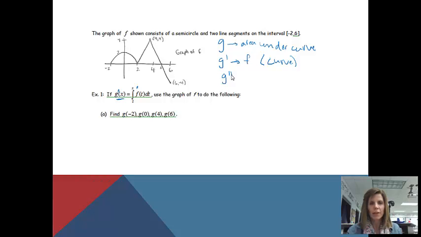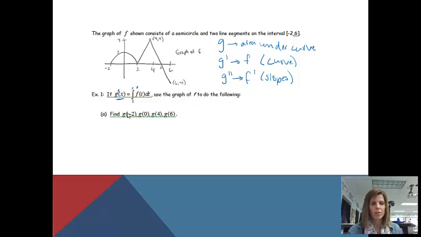Okay, and then there will be some questions about g double prime. Well, if g prime is equal to f, then g double prime, if I take the derivative again, is going to equal f prime. So if this is a curve, we'll be looking at f prime, so we're going to be looking at the slopes. Usually what I do on these problems, I always write this down first, and I think it saves me a lot of time as I'm actually going through the problem.